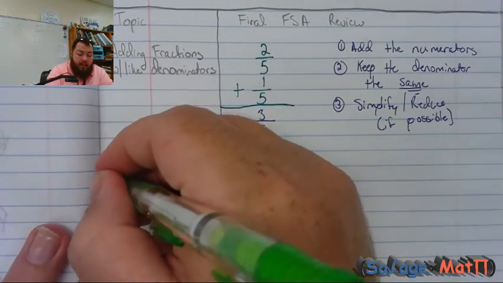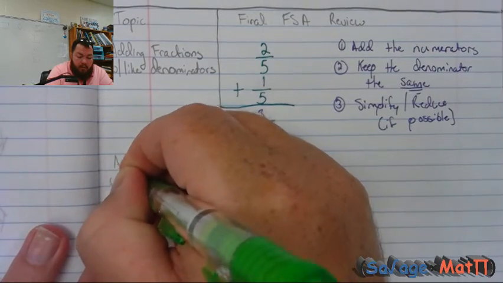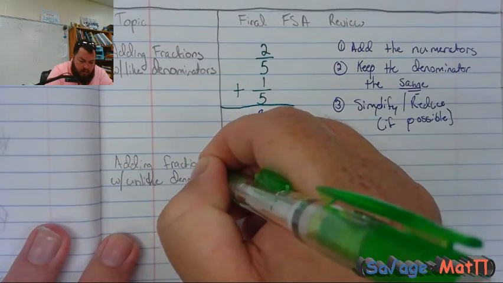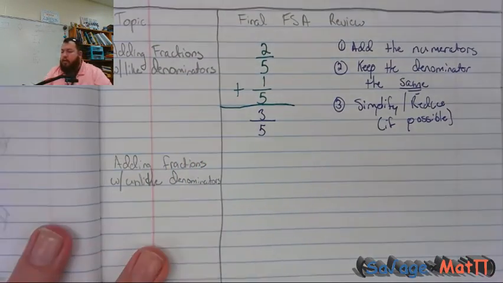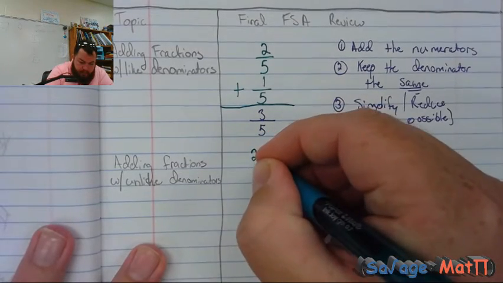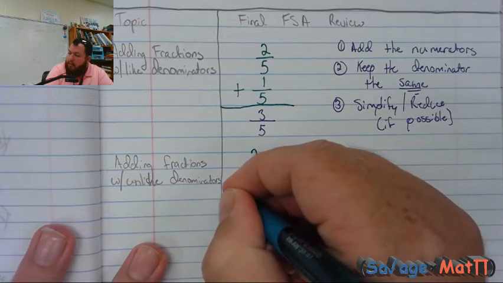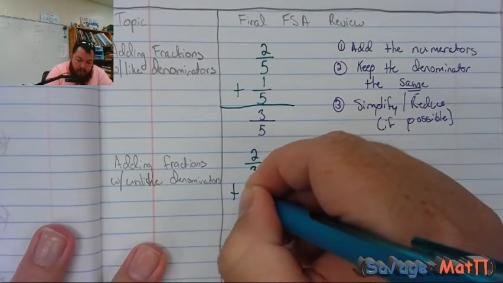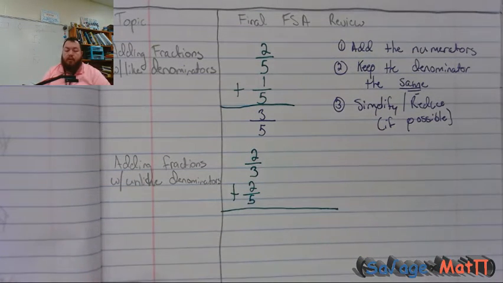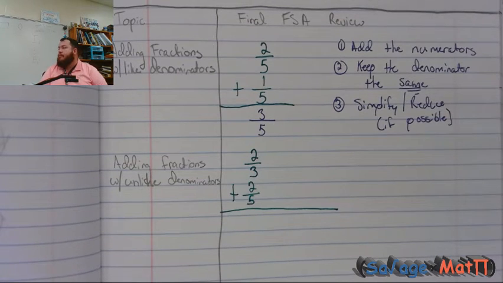The next thing we're going to do is add fractions with unlike denominators. Our problem for this is another really simple problem: 2/3 plus 2/5. And we're going to make sure that we always keep it vertical, so up and down. Now our steps are going to change a little bit because we don't have a common denominator.